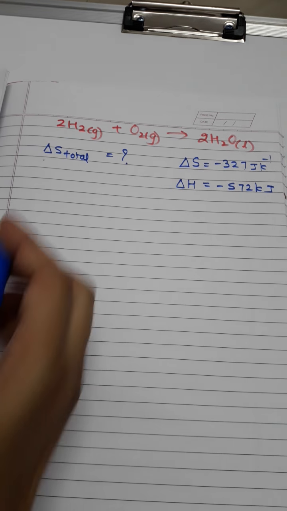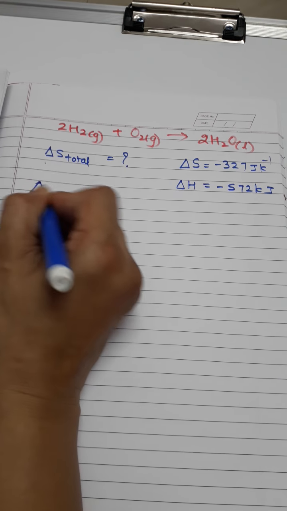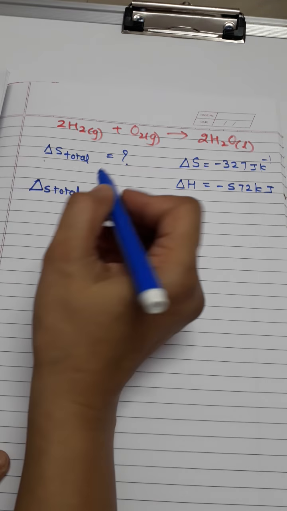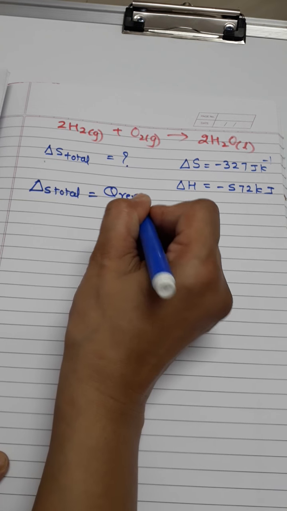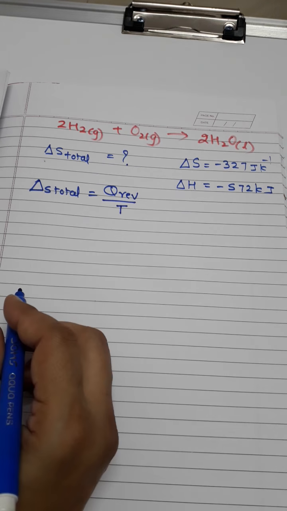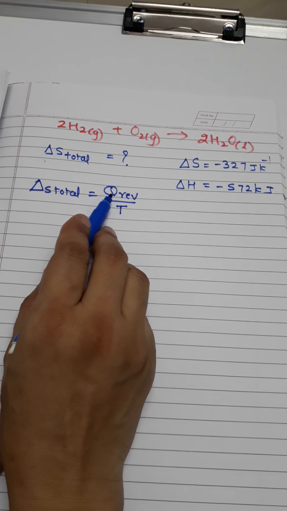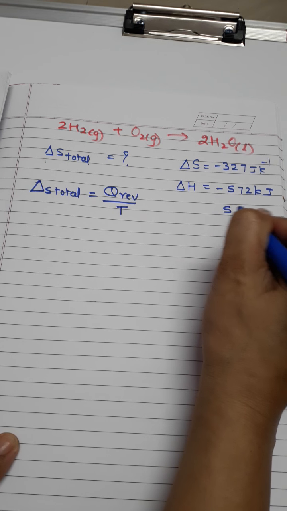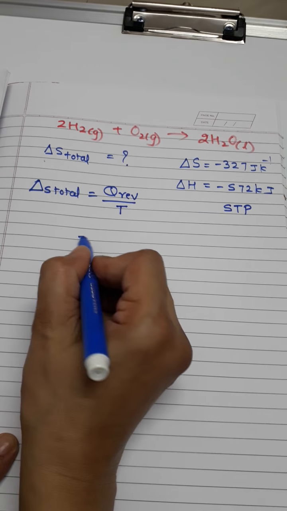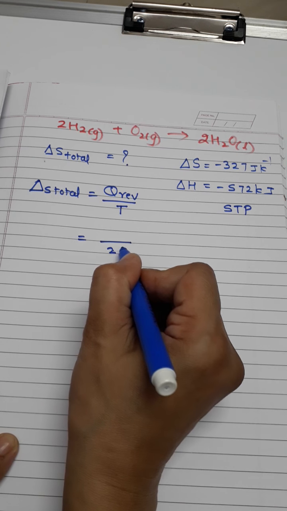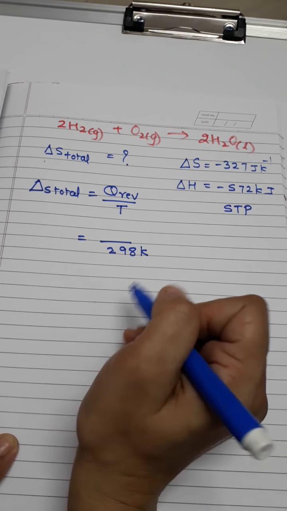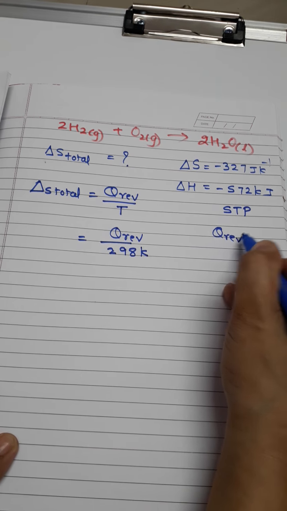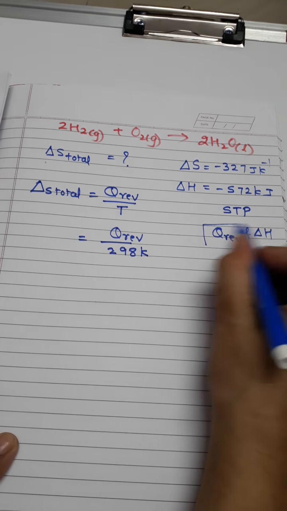S total. Now how are we going to find out this S total? We can find it out if we know Q reversible upon temperature, that is, at what temperature the heat was provided to the system. For this case we have standard temperature and pressure, so the temperature would be 298 Kelvin. But what is this Q reversible? Let us understand the relation between Q reversible and delta H.